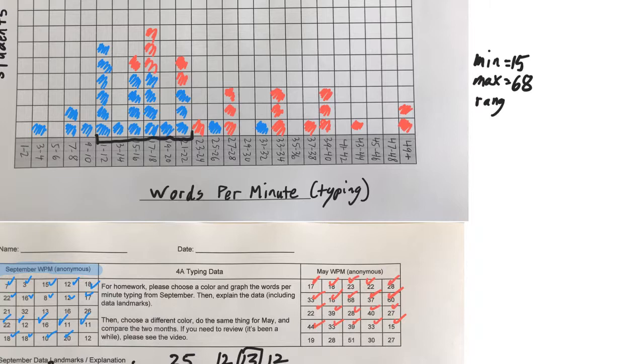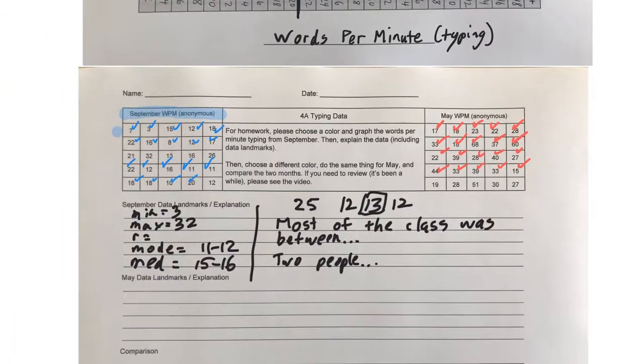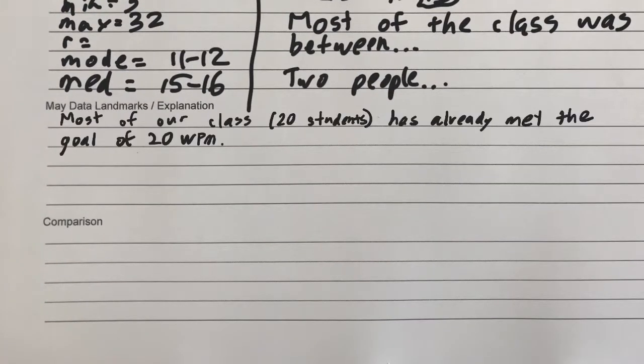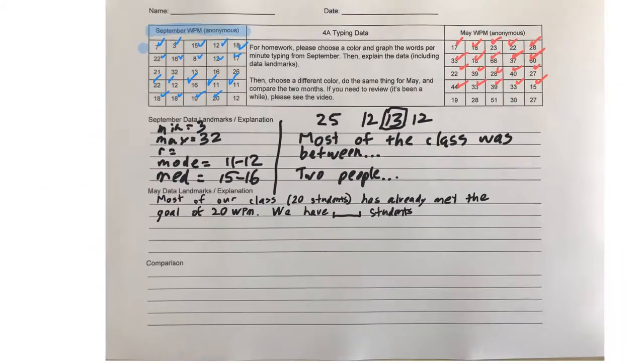And then I would write something like, it looks like almost all of our class is above the goal of 20 words per minute. So then after the data landmarks, you might want to write something like, so something like that, and then how many students do we have who are over 30 words per minute? You could write about something like that, and then just look at that data, and what do you notice from the red stuff?